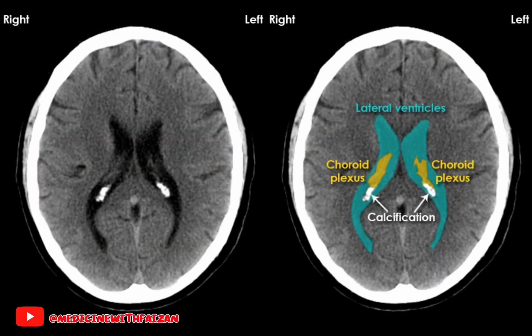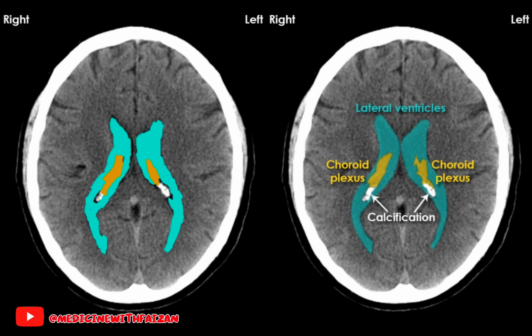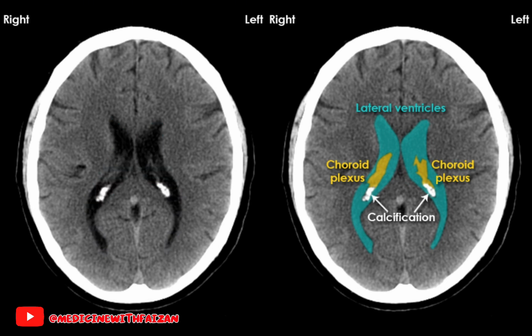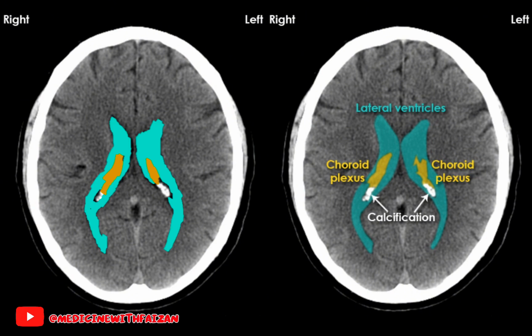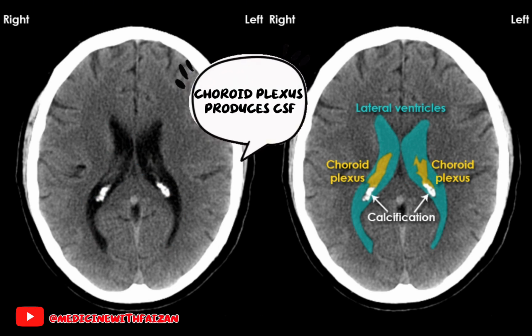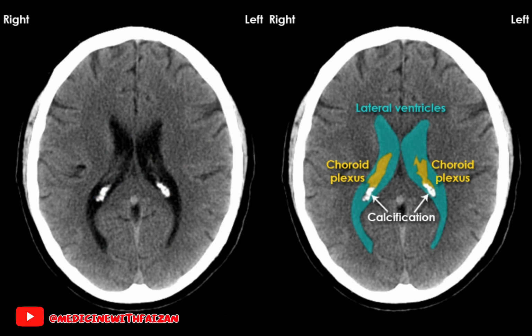The ventricles are spaces located deep inside the brain which contain CSF. The paired lateral ventricles are located on either side of the brain, shown in aqua color. The lateral ventricles contain the choroid plexus, shown in yellow color. The choroid plexus produces CSF. Note that the choroid plexus is almost always calcified in adults.